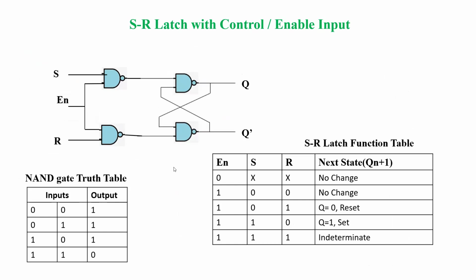Whereas when you use the SR latch with control or enable inputs, S is 0 and R is 1 means reset. S is 1 and R is 0 is the set. When we apply both inputs as 0, there is no change, meaning whatever the previous state was, it will remain in the same state. And when both inputs S and R are 1, that is the indeterminate state, which we'll see is overcome in the JK latch. And later we will also discuss the flip-flop.